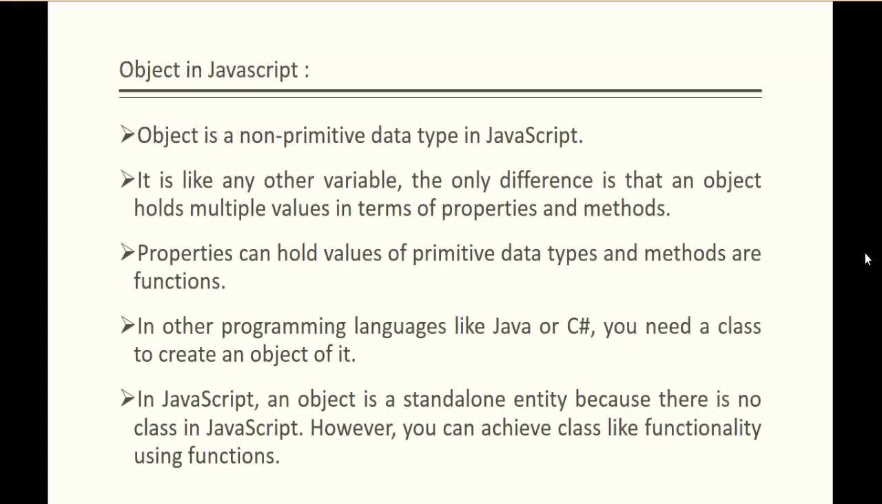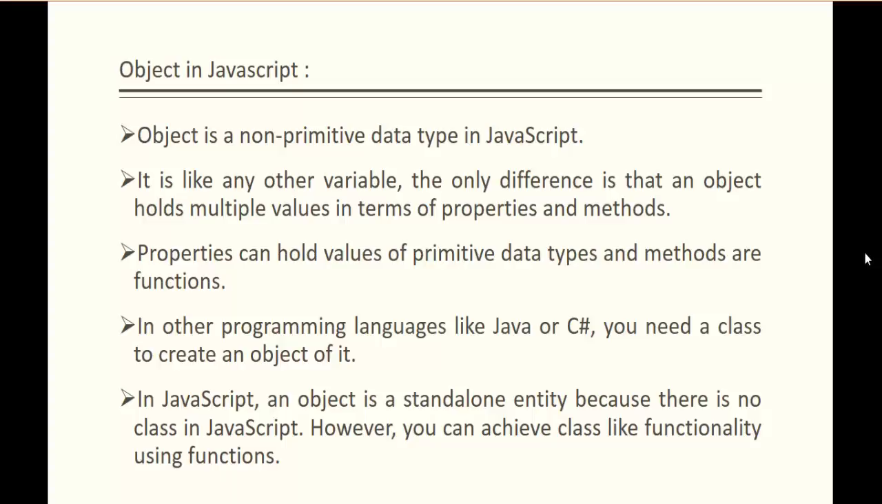So, object, it is a non-primitive data type in JavaScript. It is like any other variable. The only difference is that an object holds multiple values in terms of properties and methods. In the sense, a variable can hold only one value at a time, but an object holds multiple values in terms of properties and methods. So, a property can hold values of primitive data types and methods of functions.